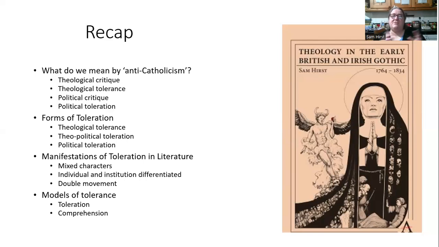We also find different models of tolerance being explored, and I think this is a good starting point for much more in-depth exploration of what's going on in these texts. How do we differentiate between the models of tolerance? What do we see in terms of the ideal church and state structure as it's represented in these texts? So hopefully, guys, that has been a useful discussion and has given you some new ways of approaching Gothic texts.